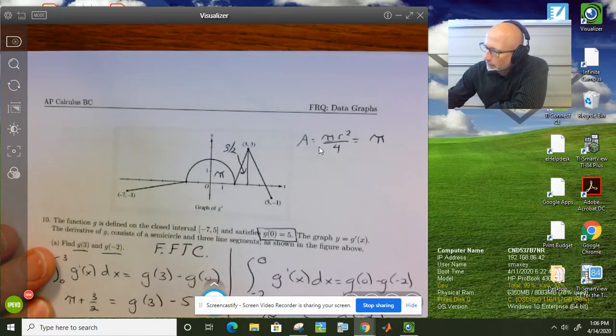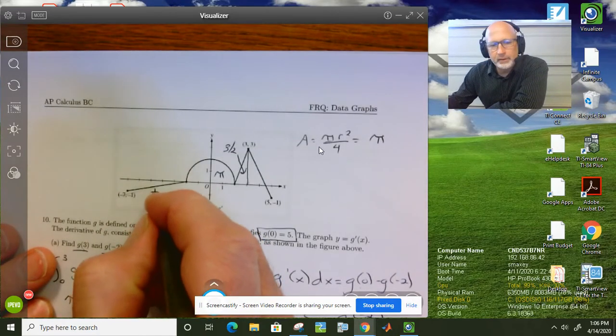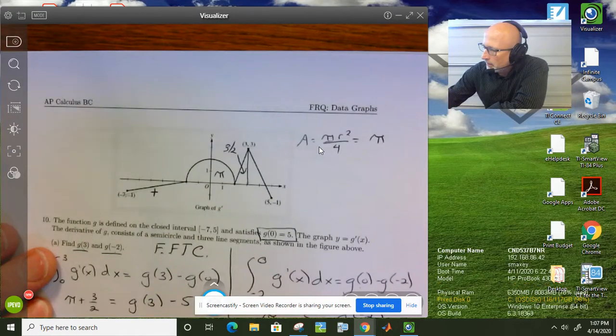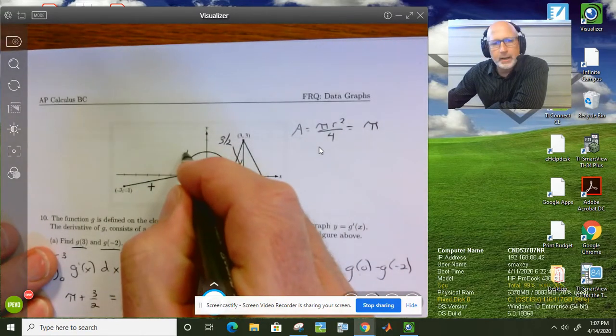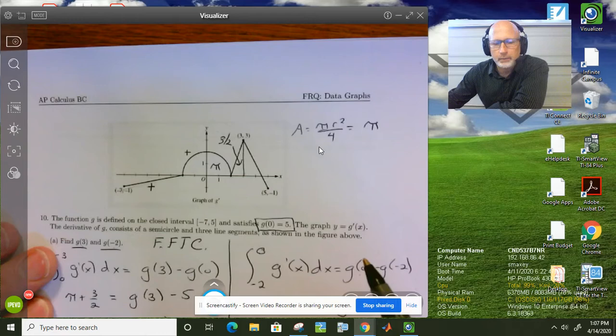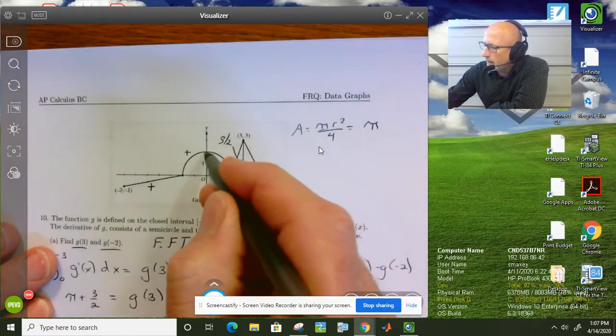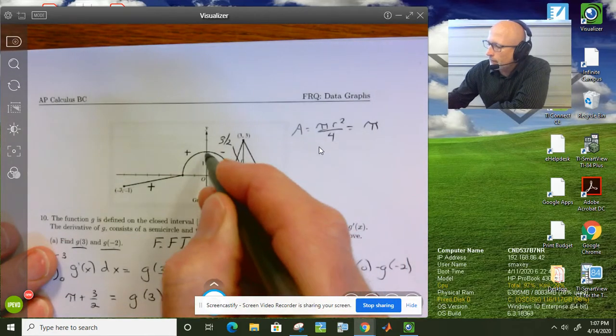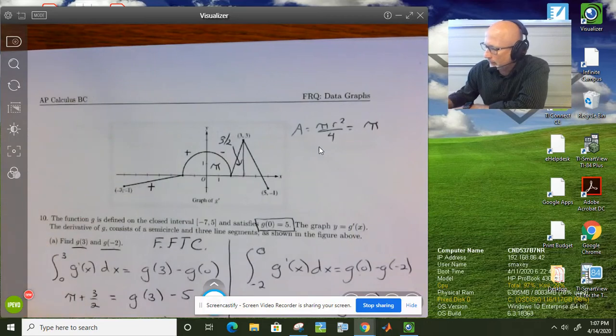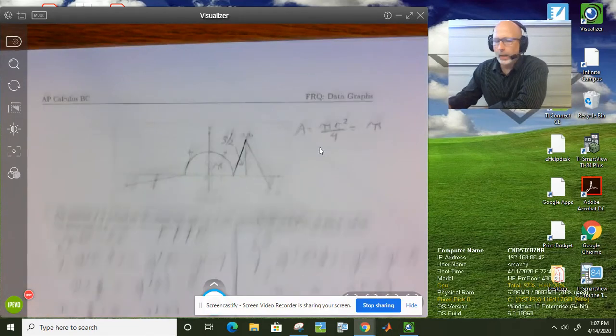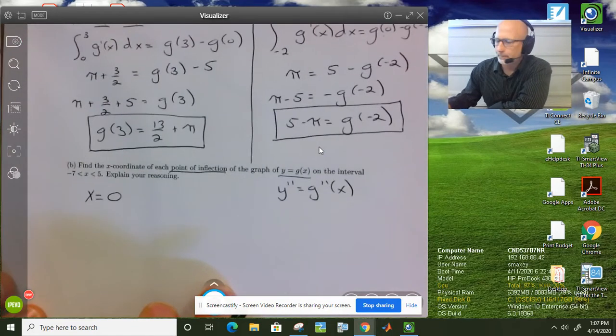So right from there to there, it's going to be positive, which means it's concave up. From there to there, it's going to be concave up because the slope of the tangent line is positive. From there to there, it's going to be negative. So it looks like we have a point of inflection at x equals 0. Okay, we'll go back and double check that in a second.